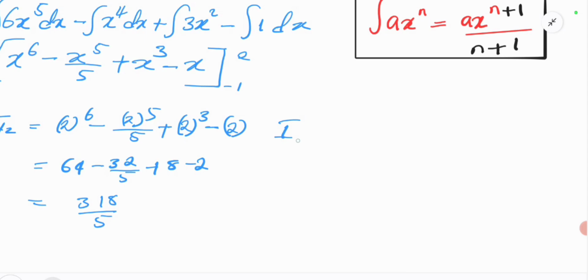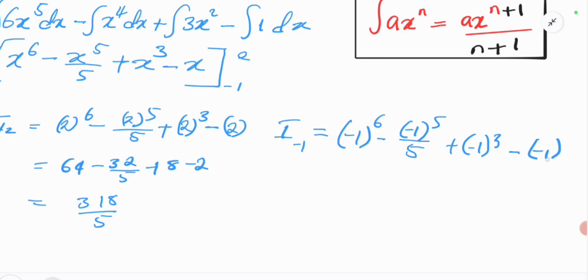So I'll go ahead and find the other part where we replace with -1. So if we replace in this expression with -1, we're going to have -1 to the power 6 minus -1 to the power 5 over 5, then we have plus -1 to the power 3, then we have minus -1. So if you simplify this using your calculator, it is going to give you 6 over 5.